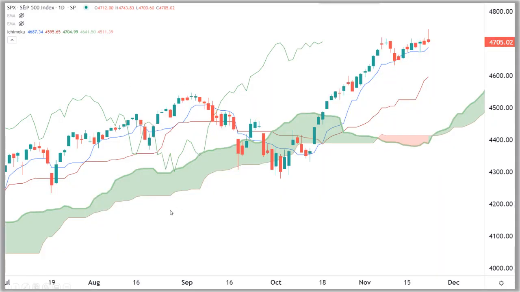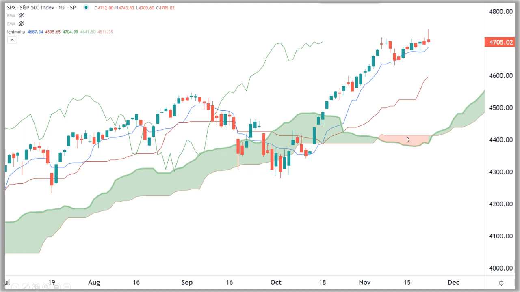So you can see the dark green or thicker green here. It's not really that dark. That is the first span, or the first preceding line. And it's basically, again, the blue plus the red divided by 2, but instead of plotting it right now, you put it 26 periods ahead. So you can see the cloud is always ahead of price.